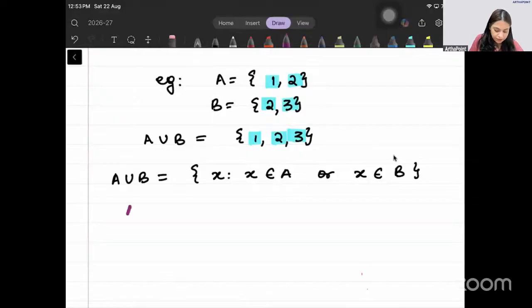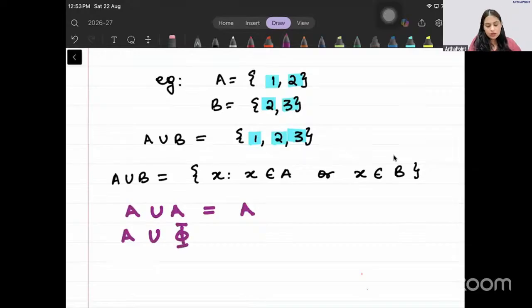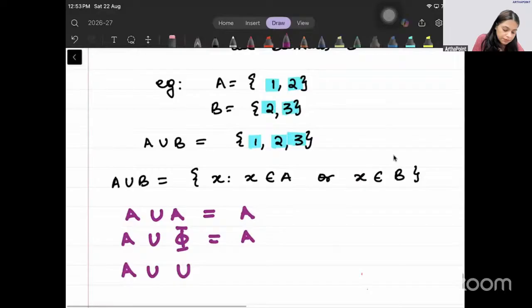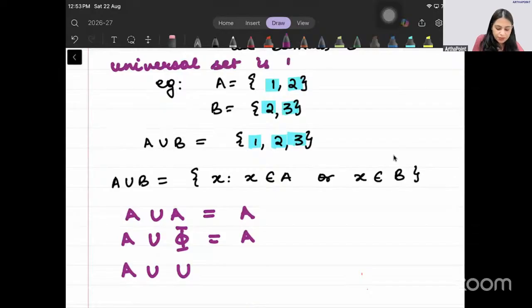Now, whenever we make a union of a set with itself, it gives us the set itself. Whenever we make a union of a set with a null set, तो null में तो कोई भी element नहीं है, so only elements of A will be included, we get the set itself. And whenever we do union of A with a universal set, remember that the universal set is the biggest set possible.